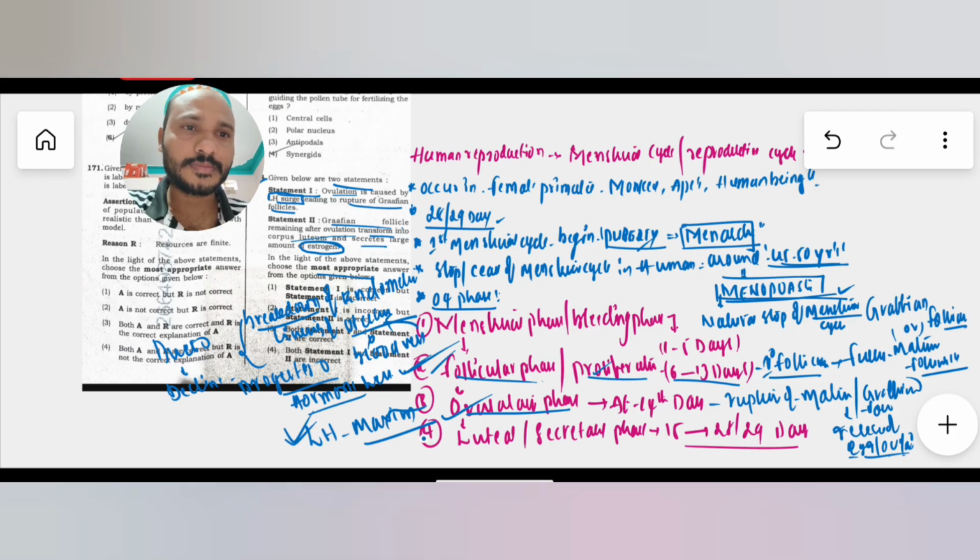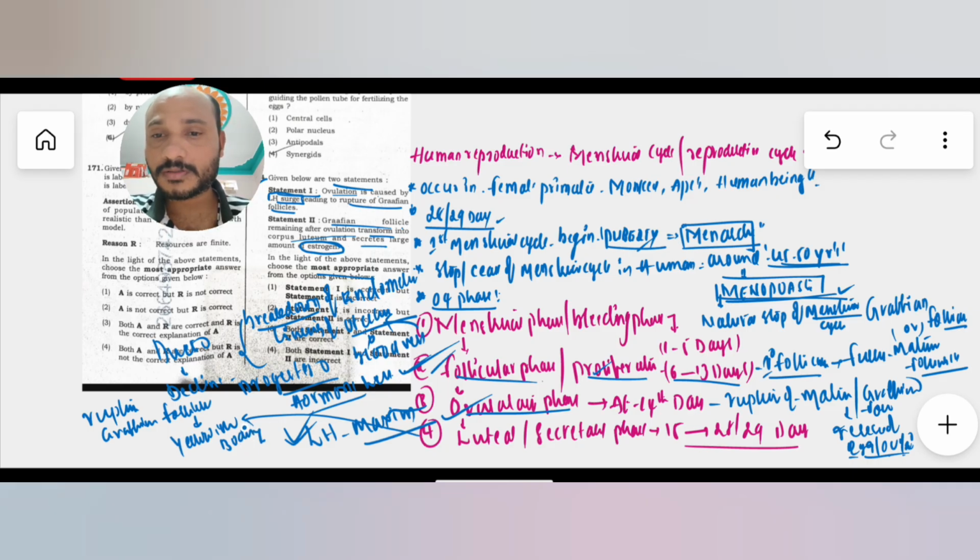Okay, and coming to the luteal phase. What happens in the luteal phase? Here I am writing the ruptured Graafian follicle. This ruptured Graafian follicle will turn into a yellowish body, that is corpus luteum, sorry, not corpus albicans, corpus luteum. So the ruptured Graafian follicle turns into a yellowish body structure called corpus luteum. Here I am writing corpus luteum.